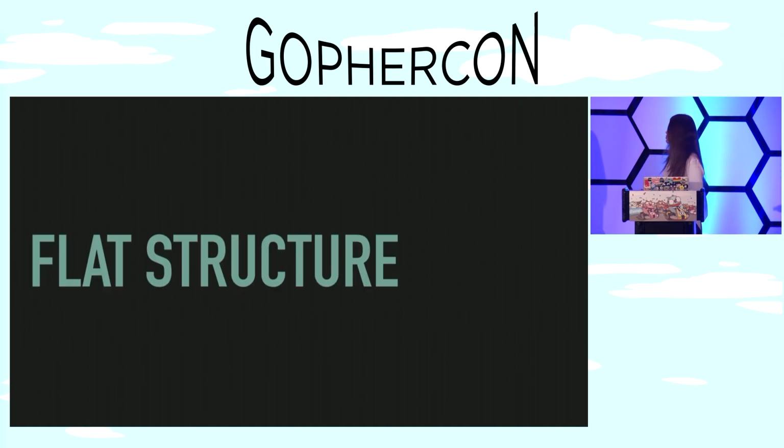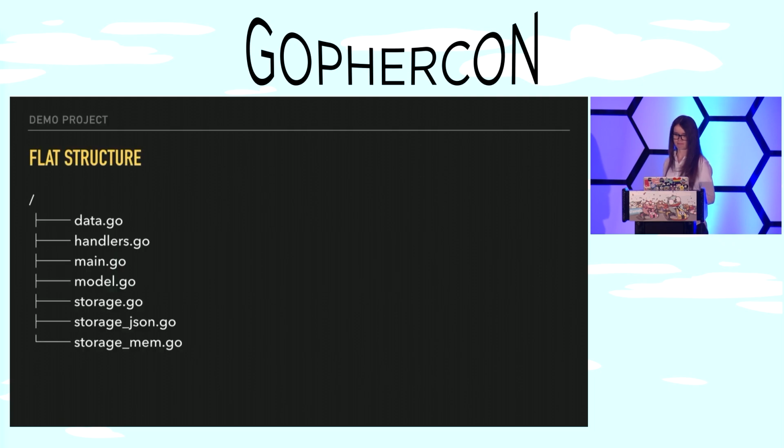Let's start with the most obvious one, the flat structure. We could have the following files. We have data.go for the sample data. We have handlers.go for our HTTP handlers. We have main, which is obviously main and starts everything up. And then we've got model for defining our beer and review models. And then we've got storage, which defines the functionality of the storage that we want to provide. And then we've got a file for each of the storage implementations. So we've got one for JSON, one for memory.